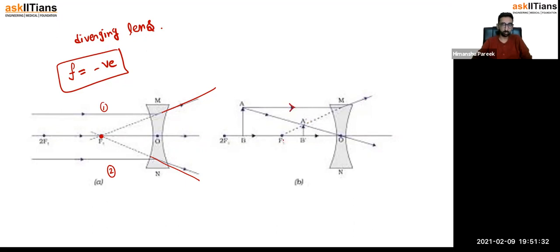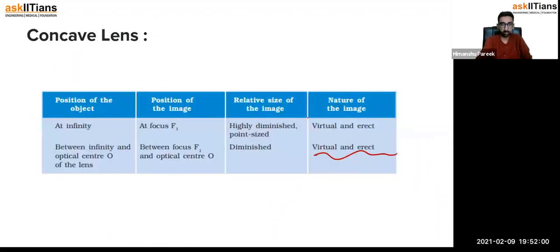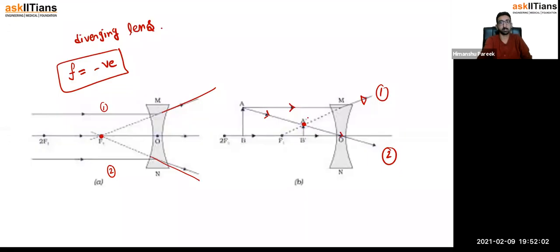First light ray you would take this way. It would go diverged. Second light ray we can take from the optical center, which will pass straight from the optical center. This light ray and this light ray will never meet each other. So for the intersection I'll take, it will be behind this lens on the left side, and that is happening at this place. So that's the image formation. The image which we are getting is virtual and erect only, and diminished in size.